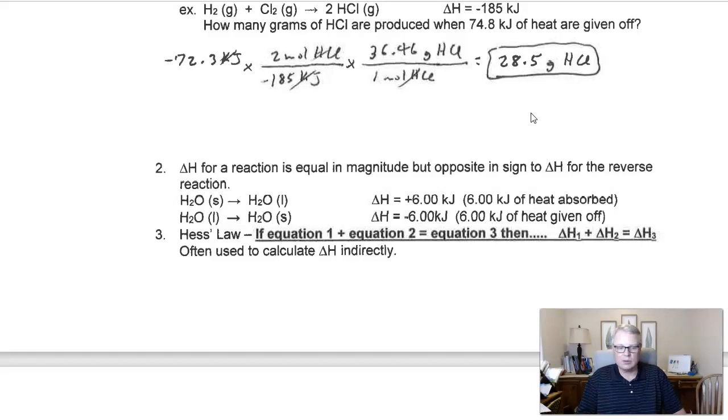So see, it's stoichiometry. It's the same stuff you did back in chapter 4. It's just one extra thing, and that's kilojoules. But it's really the same thing. It's not something totally new. You can do this. What I would do here is I would be careful.